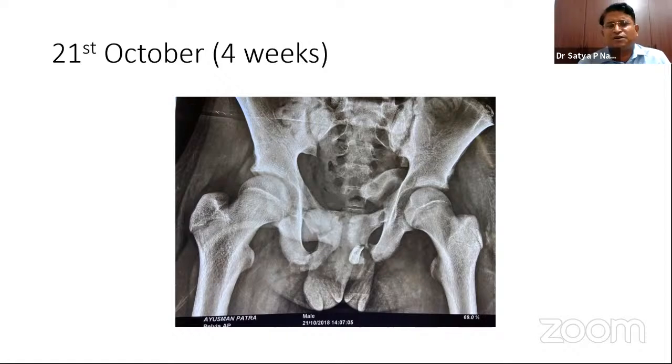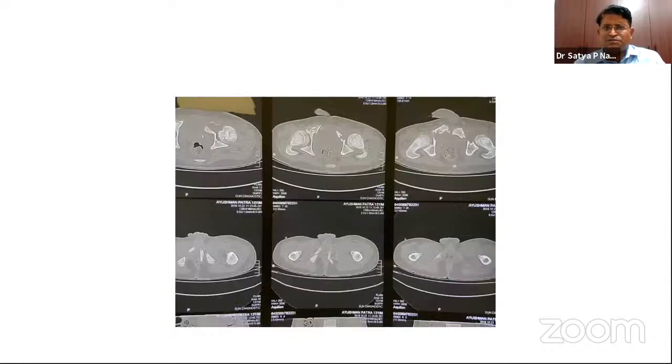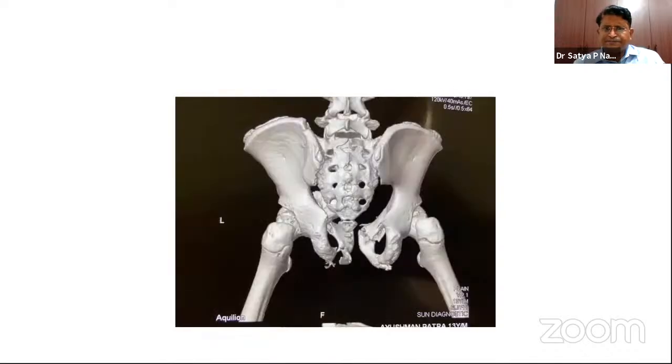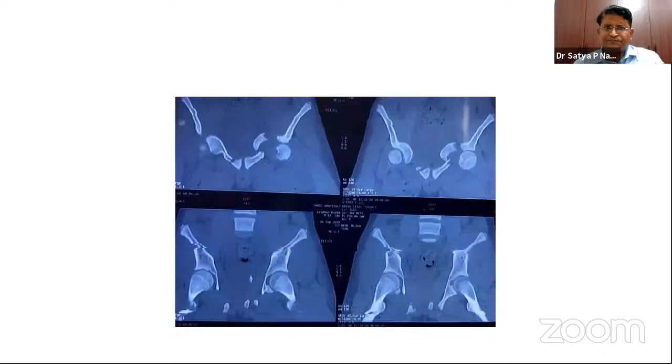I had just fixed the supraglenoid humerus before that with an axillary block. Then I followed up this case. This is the 4 weeks X-ray, and this is a Judet view. Again, the anterior wall is open, and this is the CT at 4 weeks. These all are 4 weeks. The interval is still open.